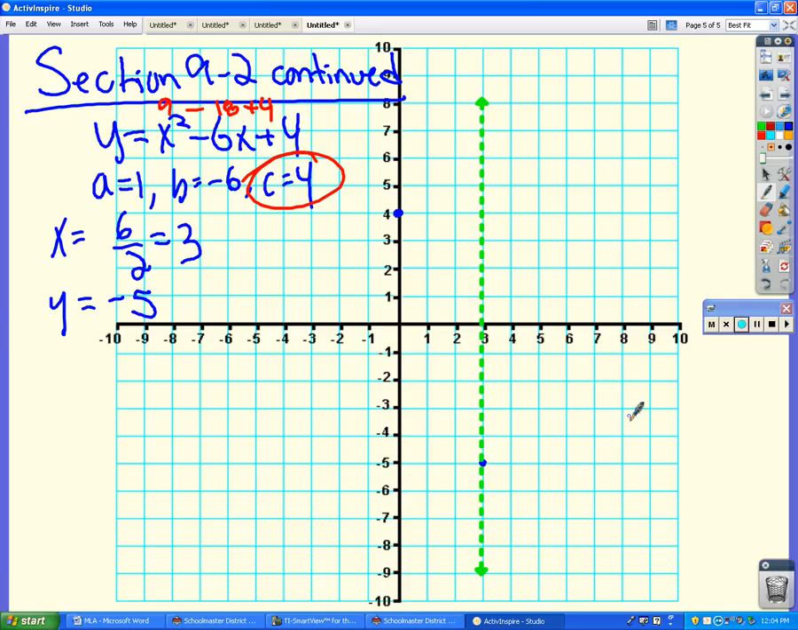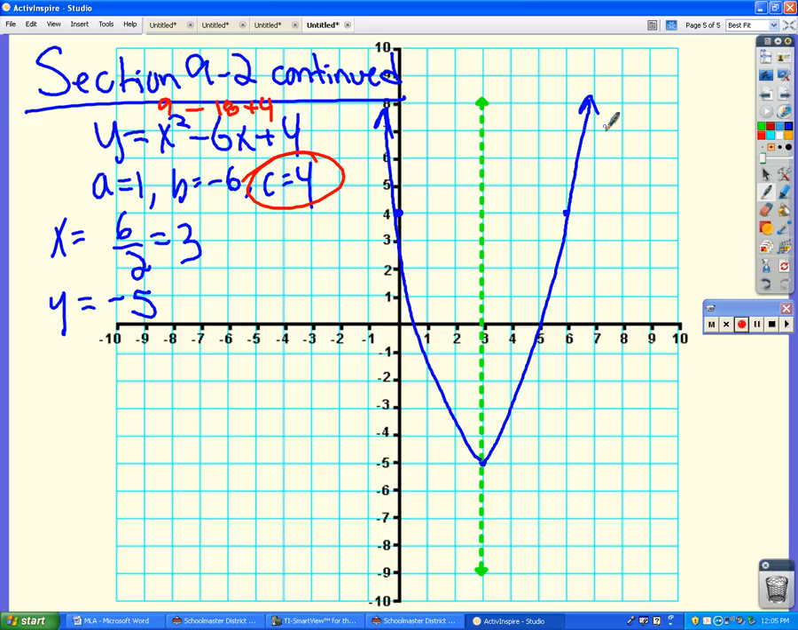So the vertex is my starting point. I draw a vertical dotted line that goes through the vertex. C tells me where to put a point on the y-axis, okay? And then that gives me half of my parabola. And then where's the other half? 3 on the other side. Right, 3 on the other side, same thing over here. And now I'm good. Okay?